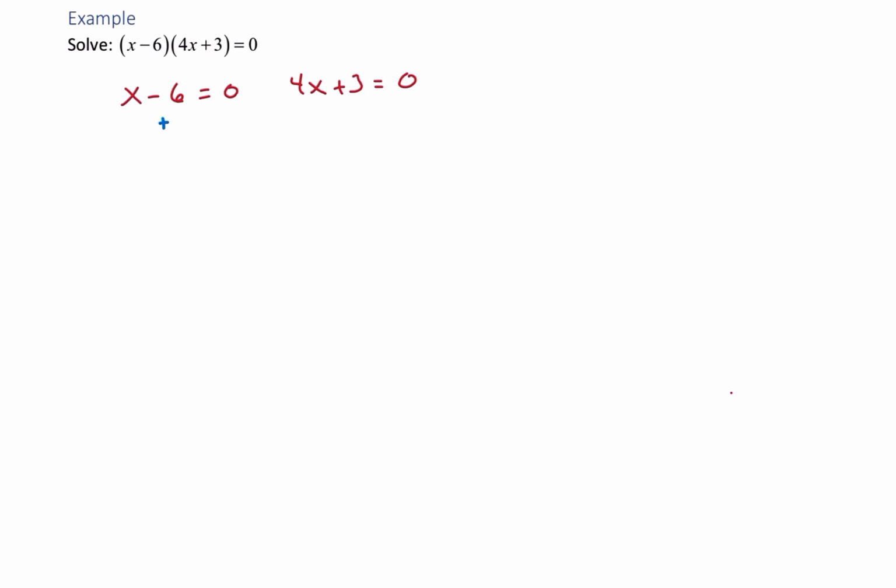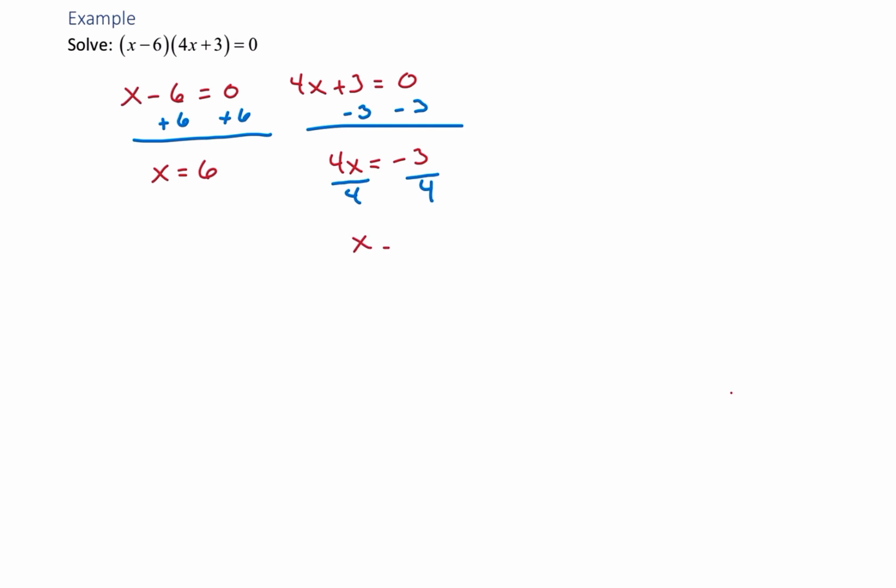On the left, we need to add 6 to both sides, leaving us with x equals 6. On the right side, we'll subtract 3 first. 4x equals negative 3. And then divide by 4. And we get x is equal to negative 3/4. So we have our solutions to the equation. If you want, we can check these.